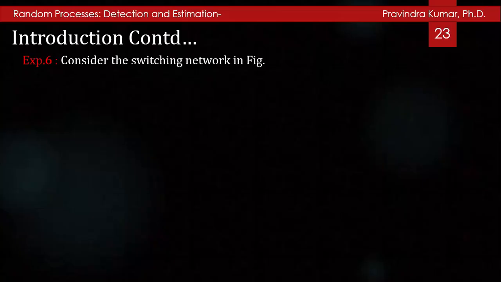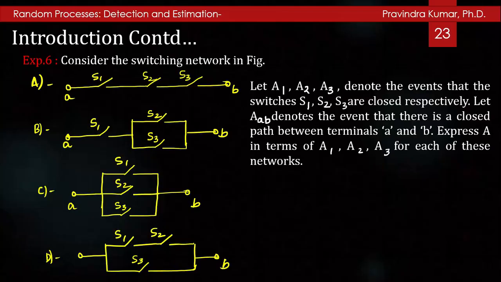Let us take one example. Consider the switching network as in the figure. Let A1, A2, A3 denote the events that the switches S1, S2, S3 are closed. Let AB denote the event that there is a closed path between terminals A and B. Express AB in terms of A1, A2, A3 for each of these networks.